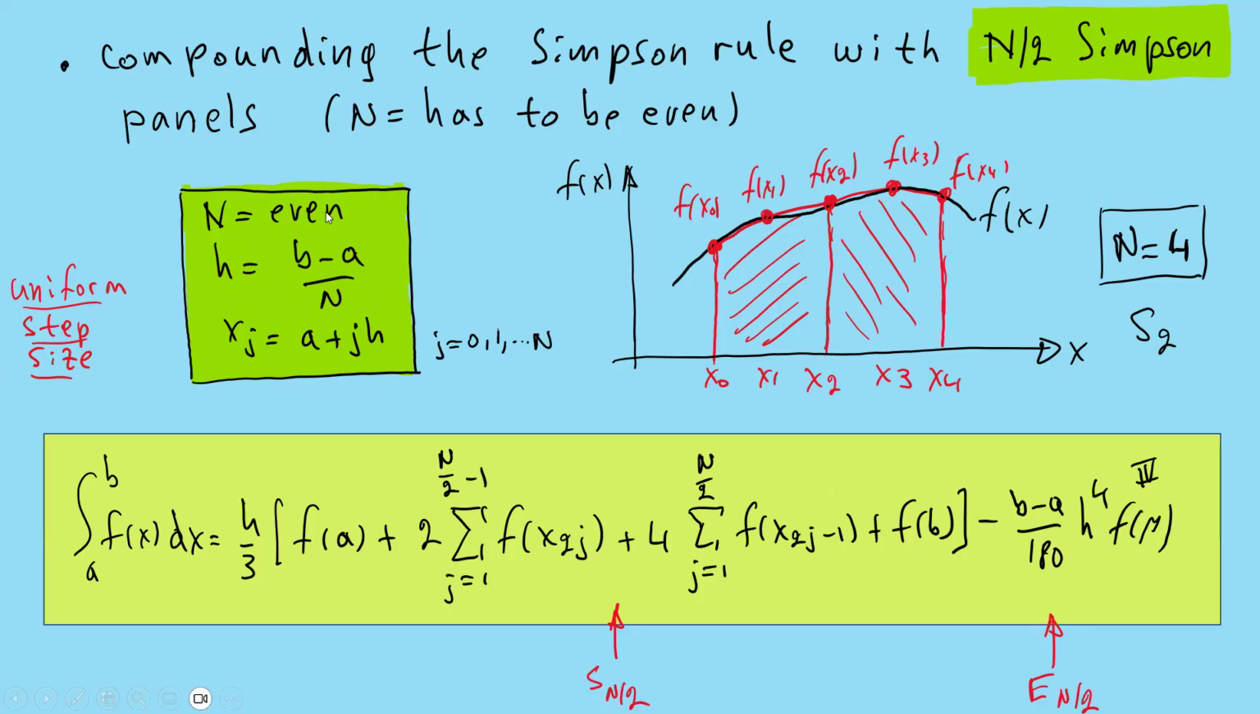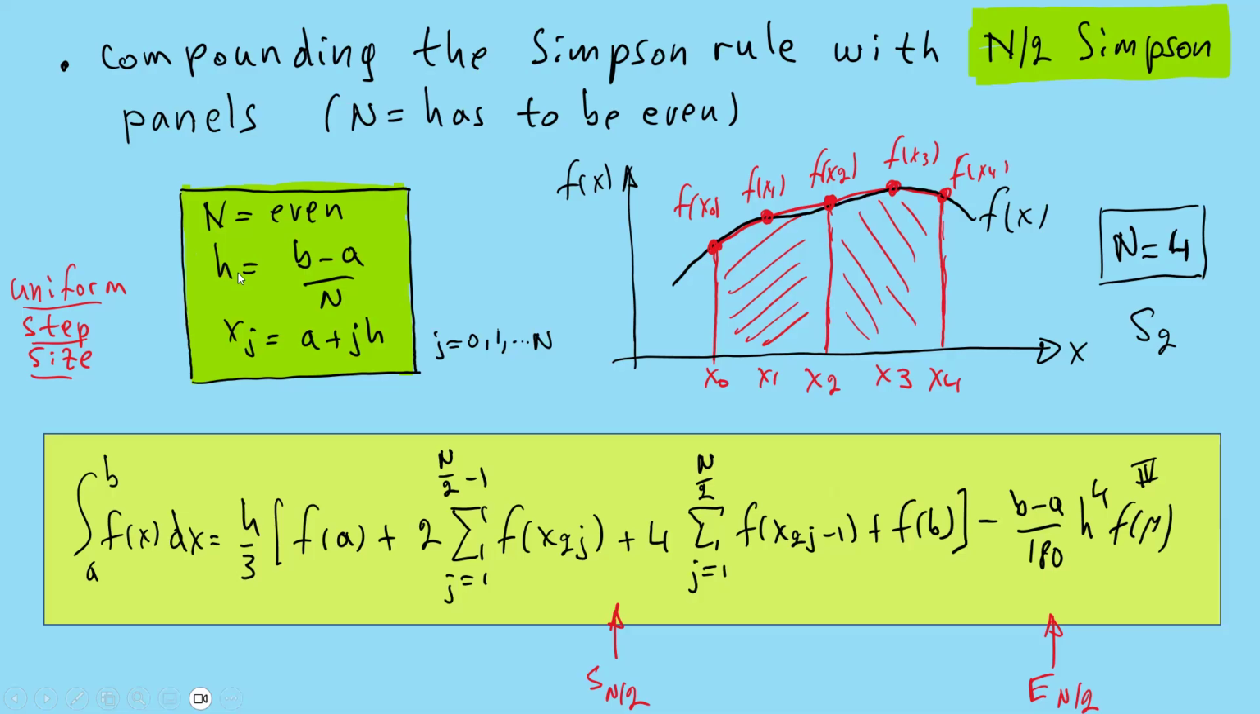And if we look at the formula, it adds the first and the last function values once, and then multiplies the odd points by 4 and the even points in between by 2. And this is the equation for the compound Simpson rule.